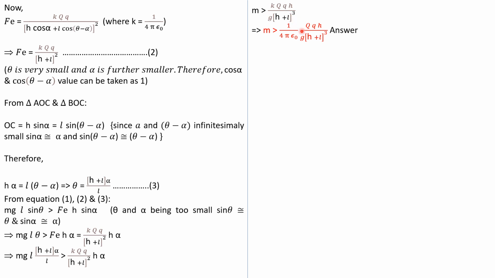K we will replace with 1 by 4 pi epsilon naught. So our answer is m should be greater than 1 by 4 pi epsilon naught, Q squared h divided by g (h plus L) whole cubed. This is your answer.